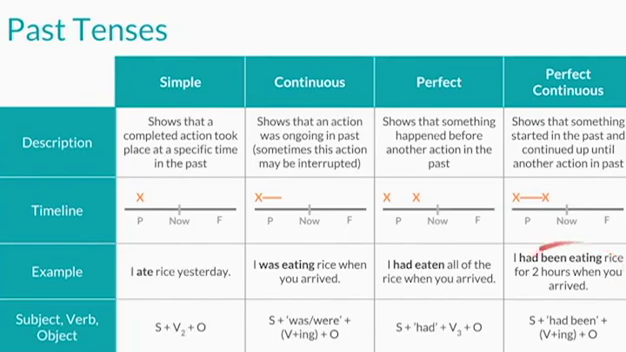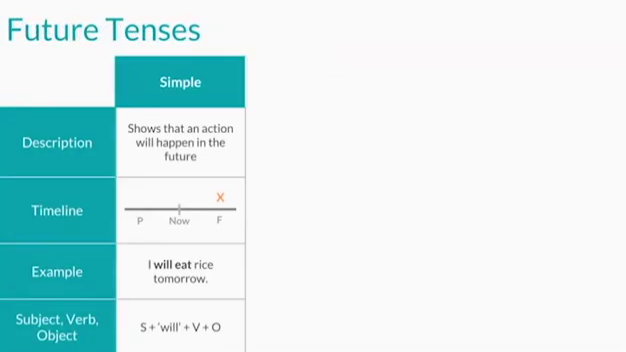So here's our example. I had been eating rice for 2 hours when you arrived. So this is when I started eating rice, and I was eating rice for 2 hours, and then you arrived. Here's the structure to this tense. Finally, we have the future tenses. Let's start with the future simple tense.